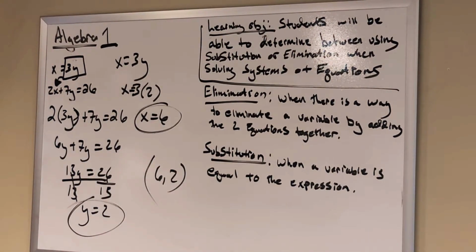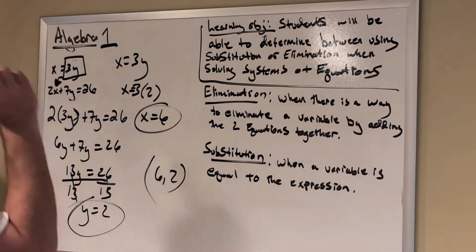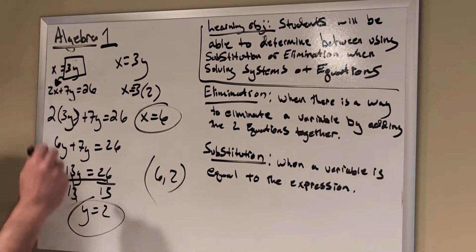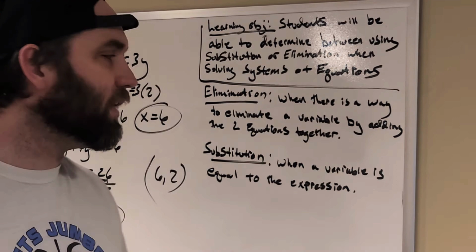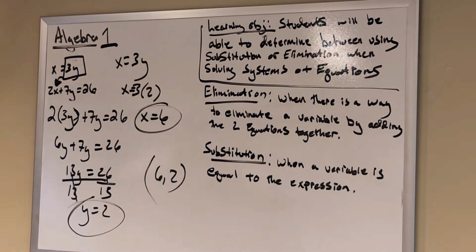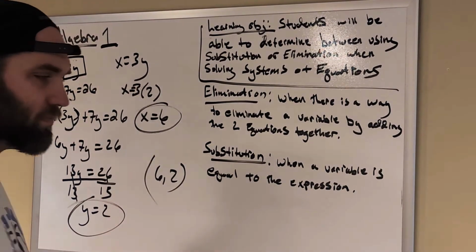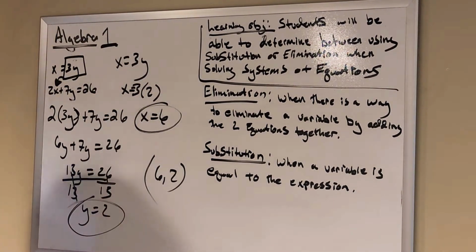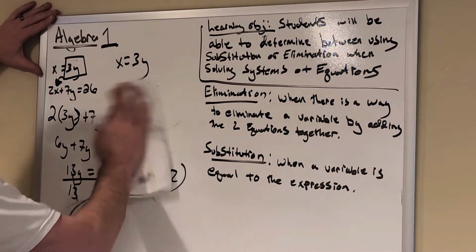Easy enough. I decided I was going to use substitution. I used my substitution method, found my x variable, found my y variable, and then I wrote it in ordered pair form: my x term first, and then my y term second. Great. Let's take a look at one that's a little bit different.